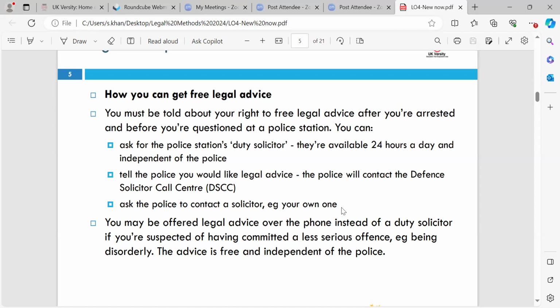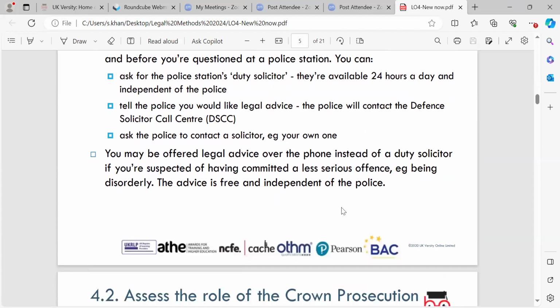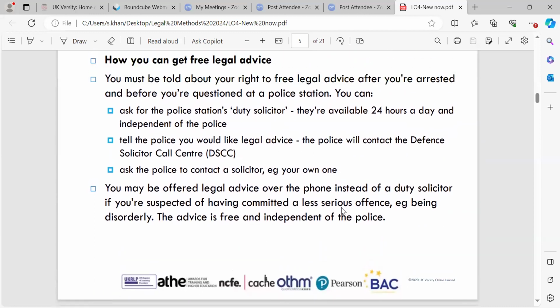Tell the police you would like legal advice. The police would contact the Defence Solicitor Call Centre, which is DSCC. Ask the police to contact a solicitor if you have your own one, and you may be offered legal advice over the phone instead of a duty solicitor if you're suspected of committing a less serious crime, such as being disorderly. This advice is free and independent.